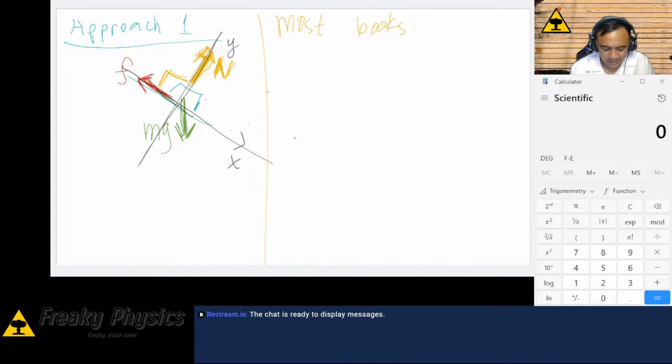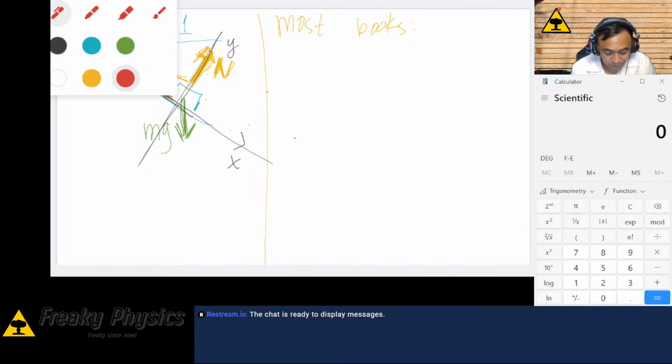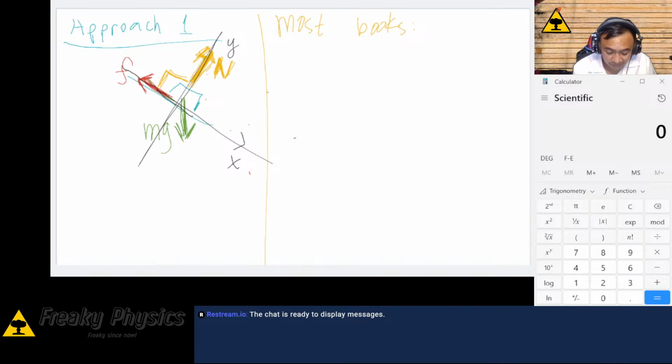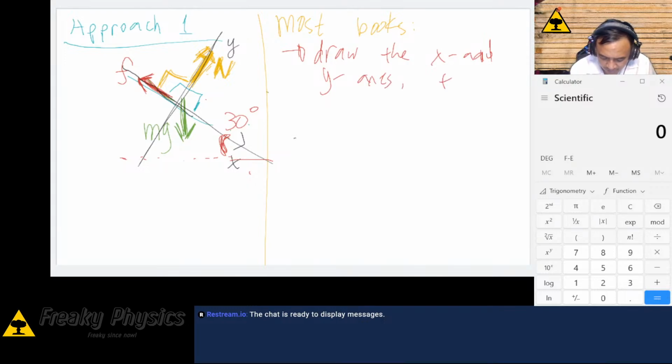Now the problem here, the personal problem I see a lot of students have, is that once they draw this and they know that this ramp is at an angle, in this case 30 degrees, the next problem is most students get confused as to where the 30 degrees is. Most books again draw the x and y axes, then solve immediately.